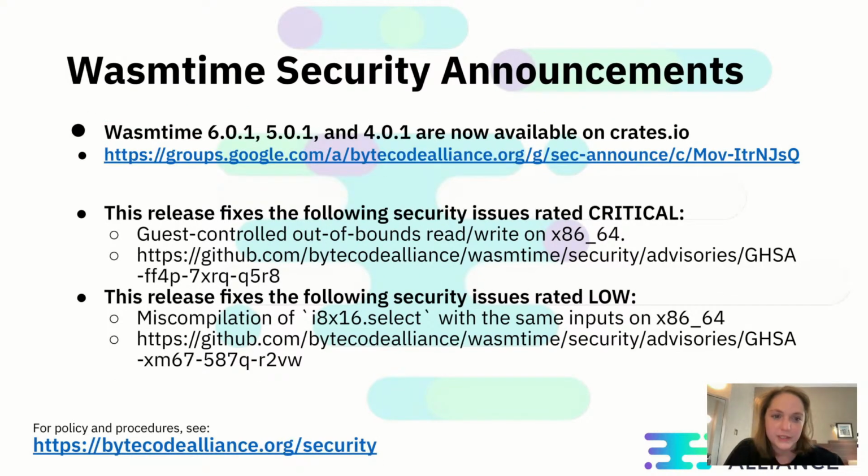There is one other thing I wanted to talk about on the Wasmtime front, and that's that we had a security vulnerability that we fixed. There are patches now available in 6.0.1, 5.0.1, and 4.0.1. So if you're on those versions, please go ahead and update. One of those was a critical. And all of this follows our security disclosure policy, and that's at bytecodealliance.org/security. And you can go to the announcement for that to see additional details.